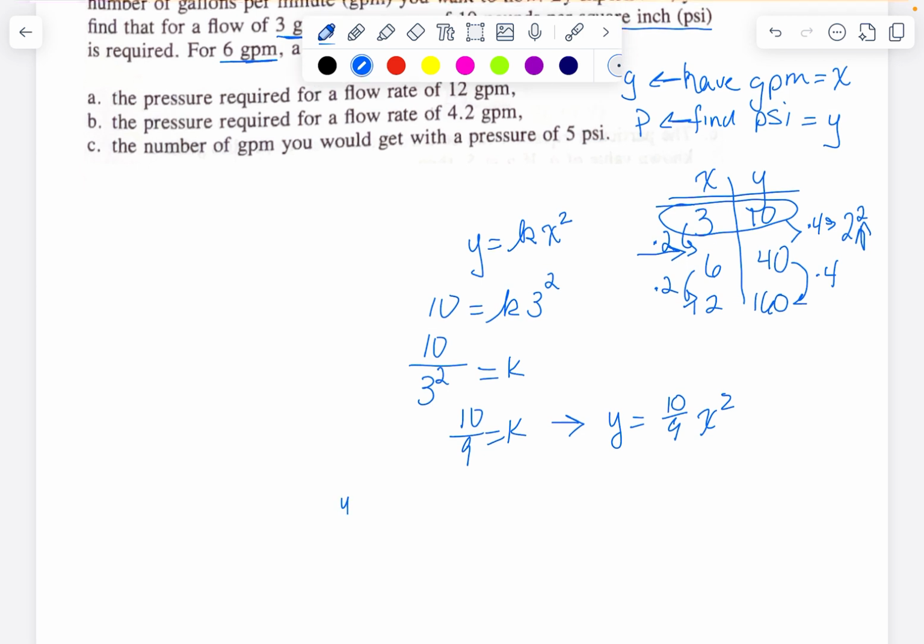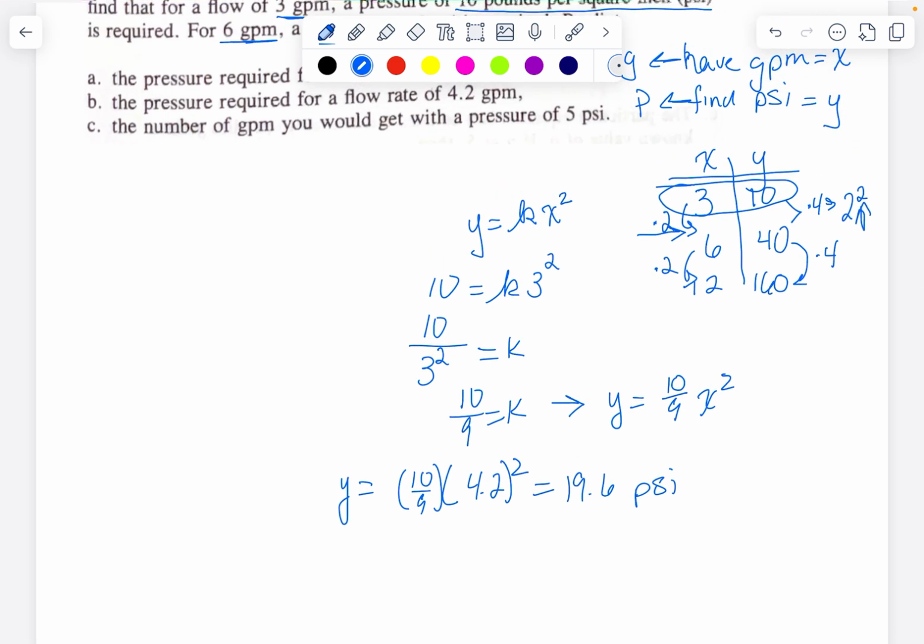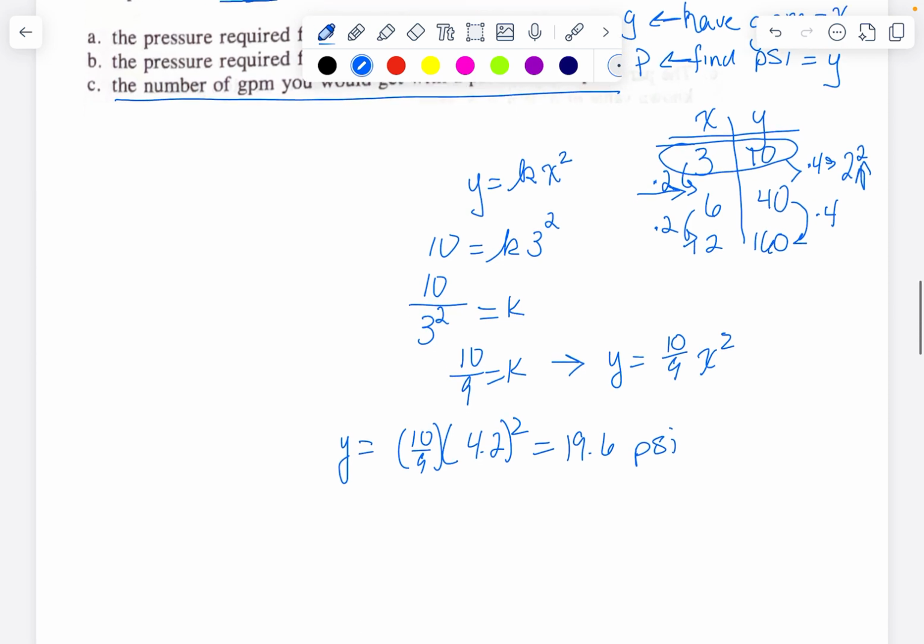I will put that in like y equals 10 over 9 times 4.2 squared. Easy to solve with our calculators. So we'll put it in our calculator and we'll find that this equals, and you should try it so that you know your calculator's working, 19.6 psi is needed to get 4.2 gallons out of the end of the hose. And lastly, what if we want to work this in reverse? The number of gallons per minute you would get with the pressure of 5 psi.